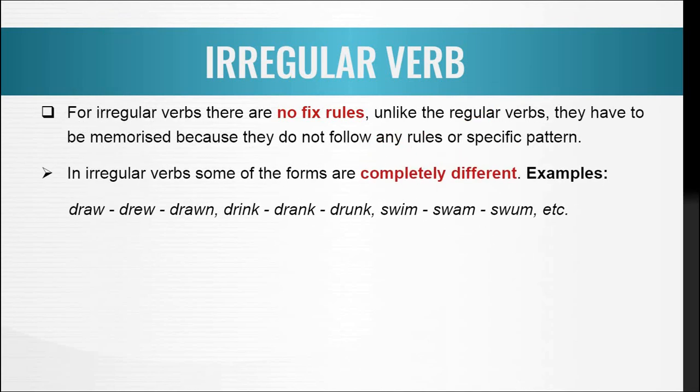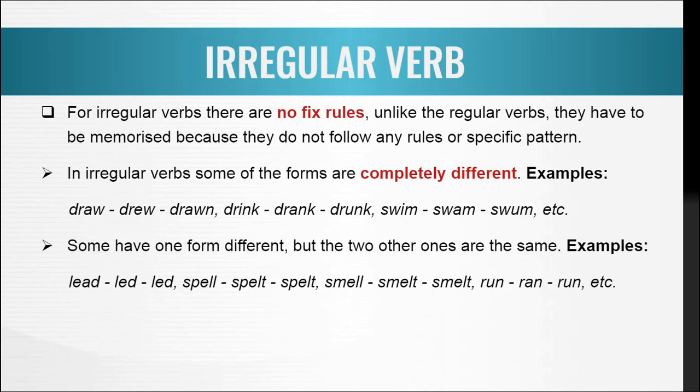In irregular verbs, some of the forms are completely different. Completely different means all three forms are different: the present, the past and the past participle. Draw, drew, drawn. Drink, drank, drunk. Swim, swam, swum. Now you can see the spellings of all these three forms: draw, drew, and drawn. All three forms have different spellings. Drink, drank, drunk, again all three forms have different spellings.